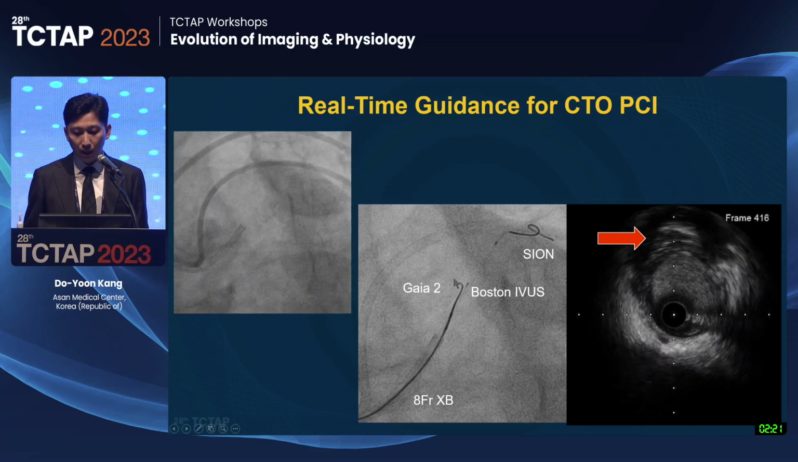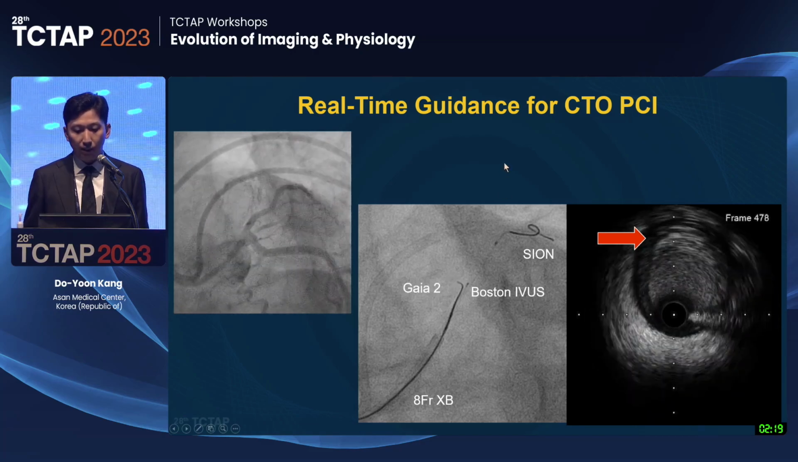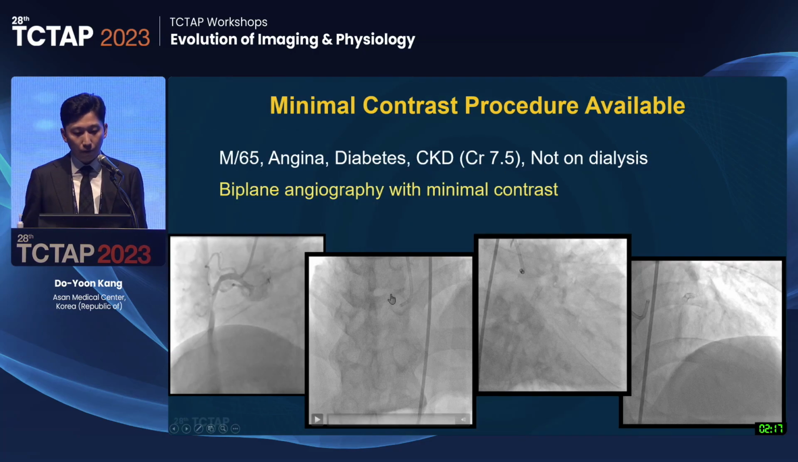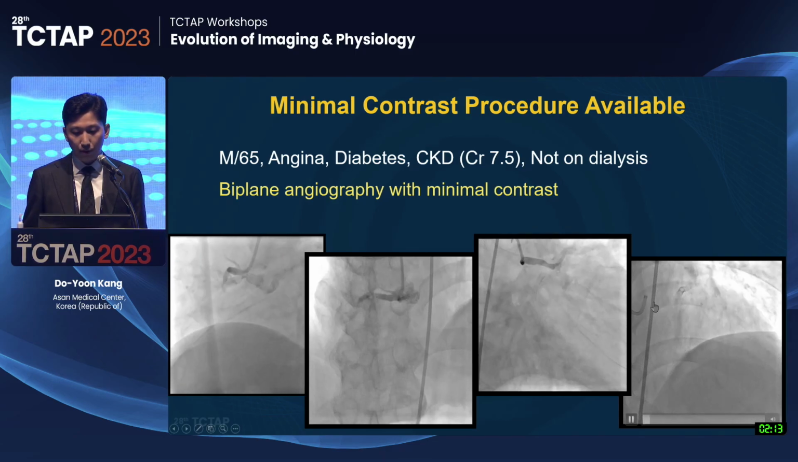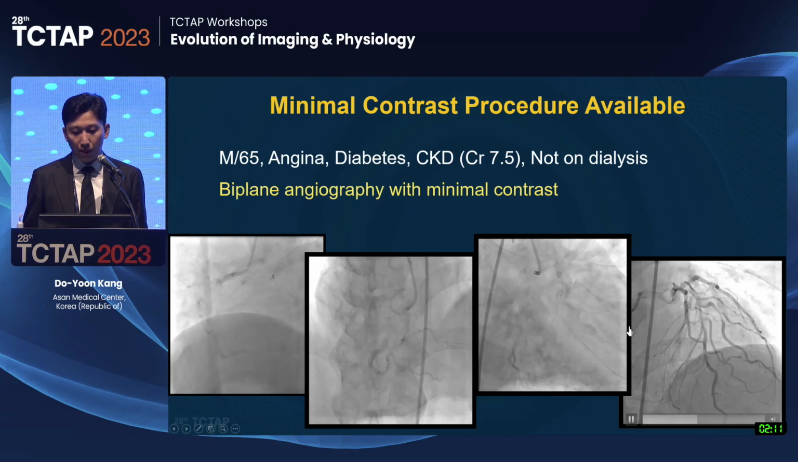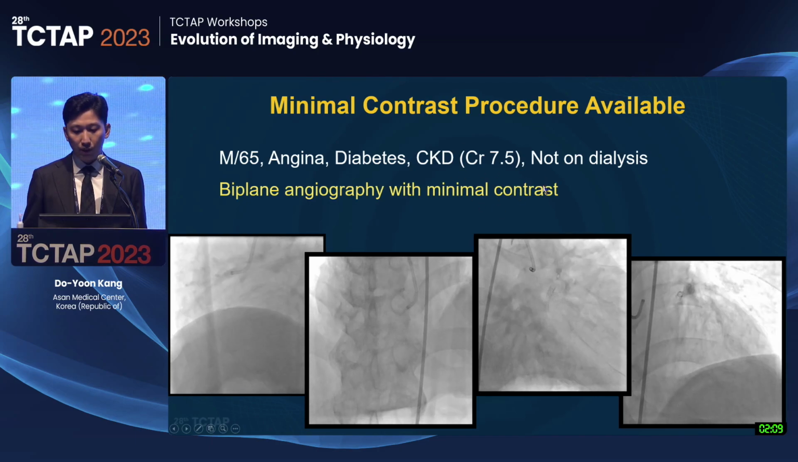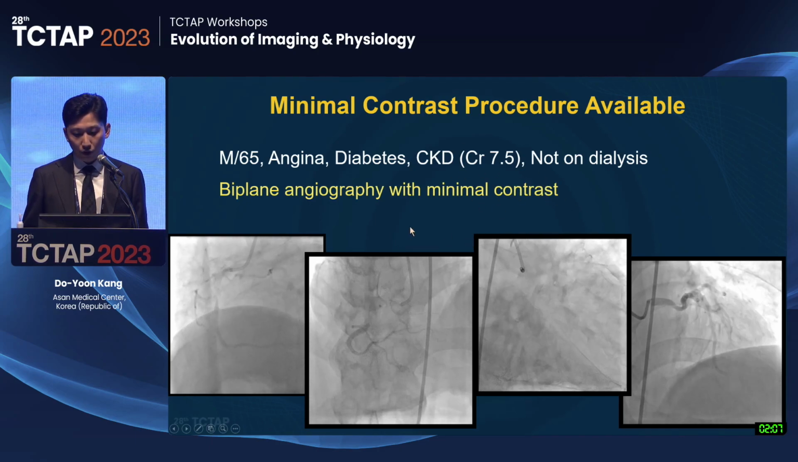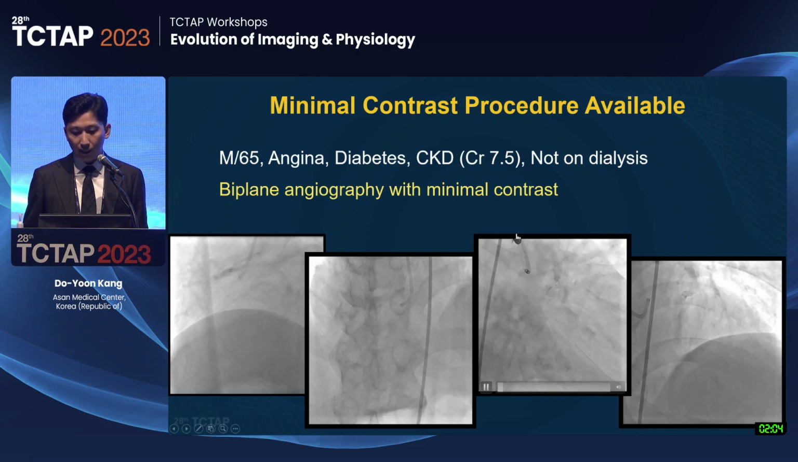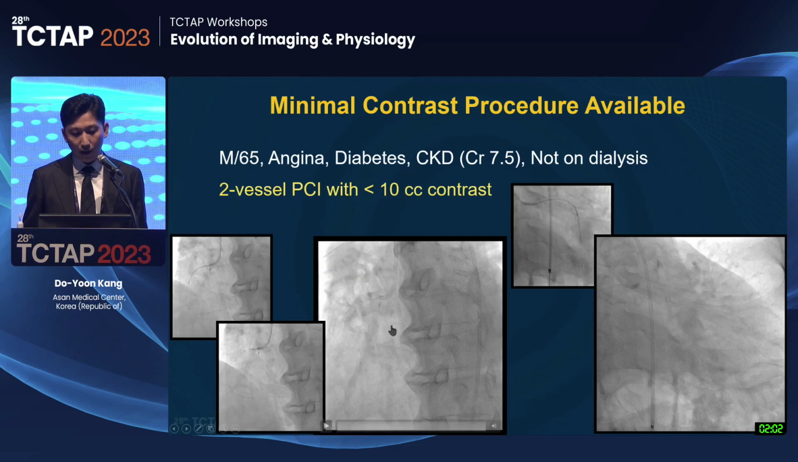You can see, real-time guidance is available. And furthermore, a minimal contrast procedure is available. This is an example with a biplane angiography with minimal contrast. The patient's creatinine was 7.5, and I checked the angio, and the RCA and circumflex were treated with IVUS guidance.